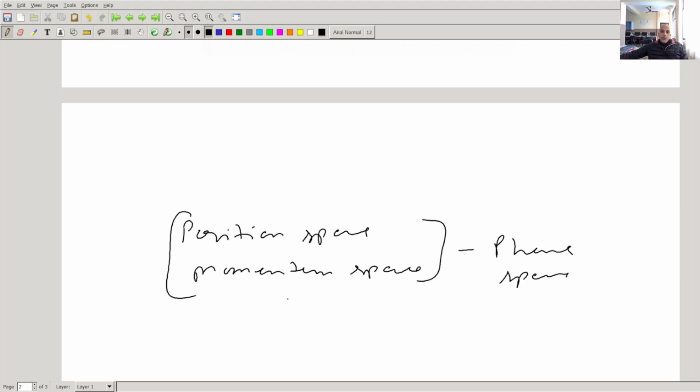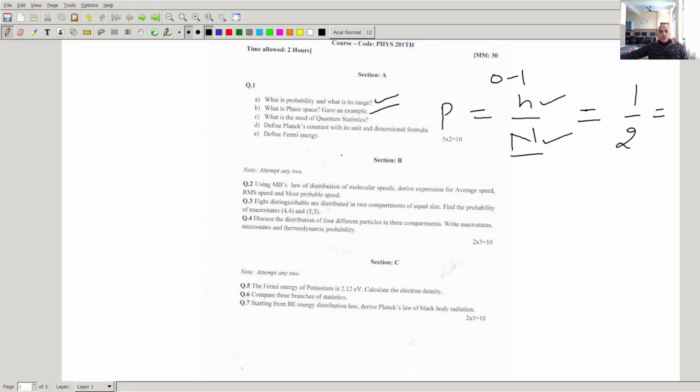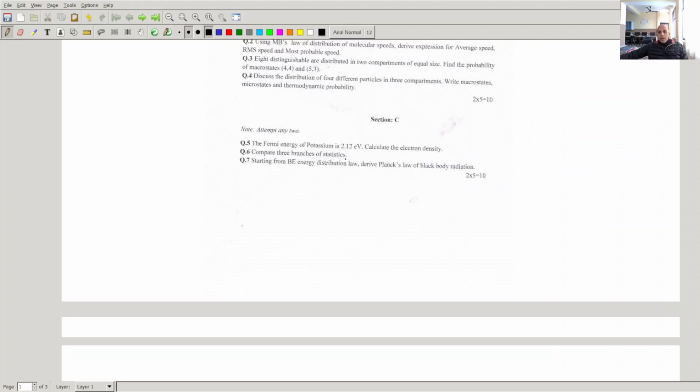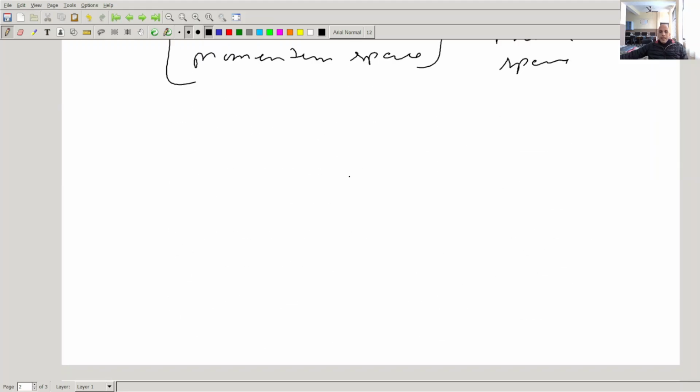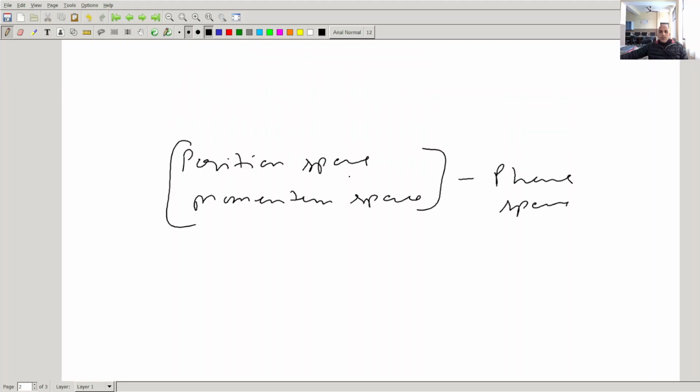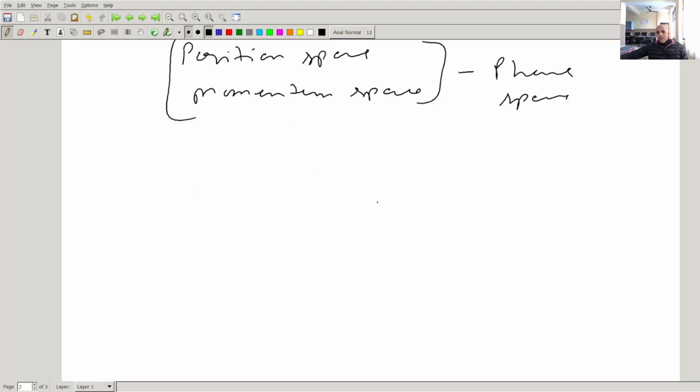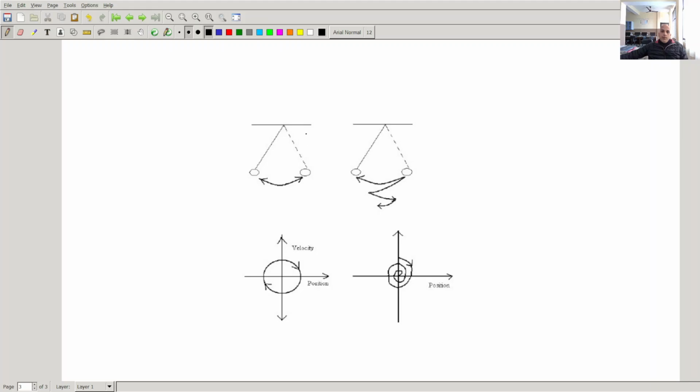I have also asked you to give an example. I have gone through your answer books. Nobody has given an example. You have a large number of examples there, and I have also discussed these examples in the class. Let's take the case of a simple pendulum. You can see here, this is the simple pendulum that is oscillating in this way. If I draw the graph between the position and velocity, then this is the graph, right?